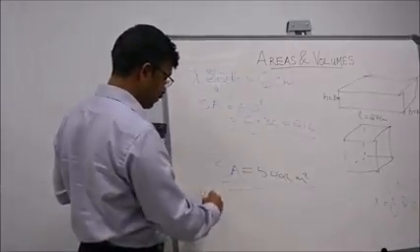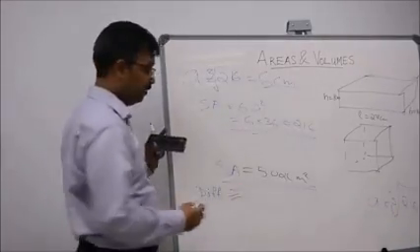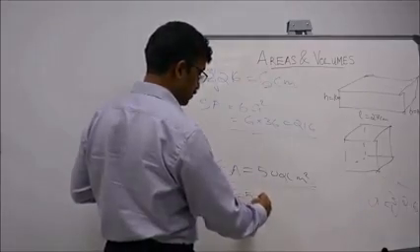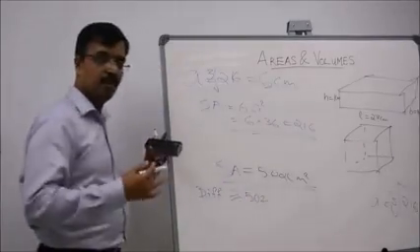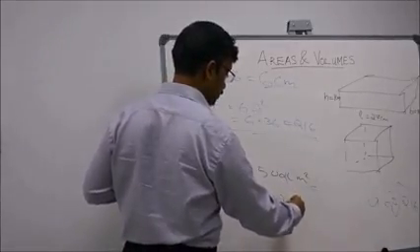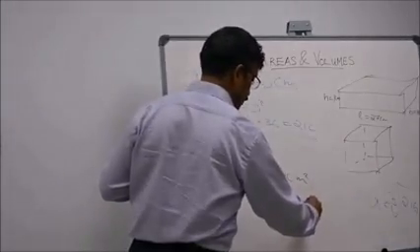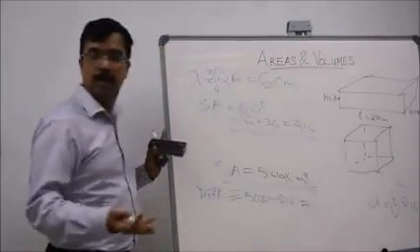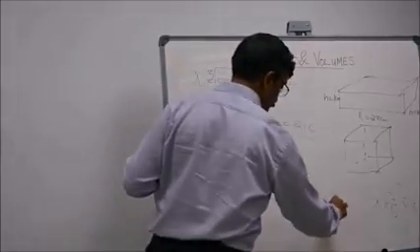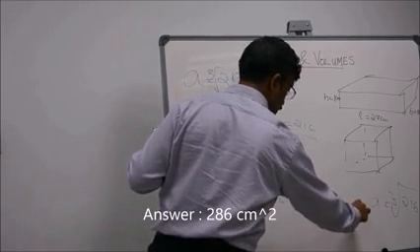So the difference in surface area is nothing but 502, which is the surface area of the cuboid, minus 216, which is the surface area of the cube, and the resulting answer will be around 286 centimeter squared.